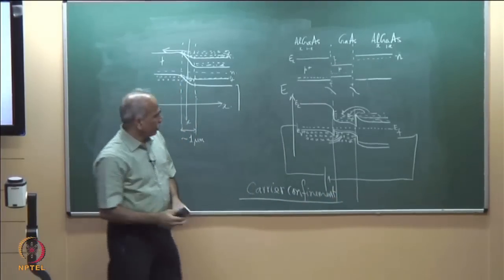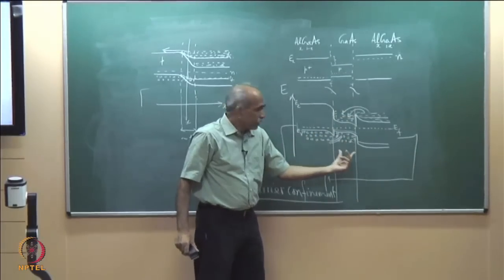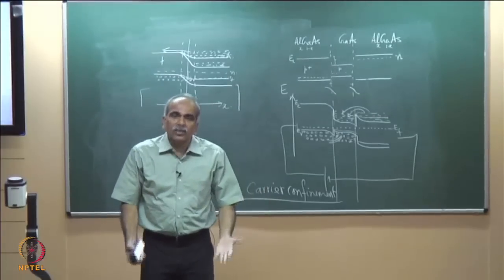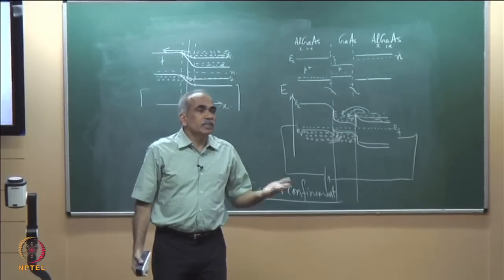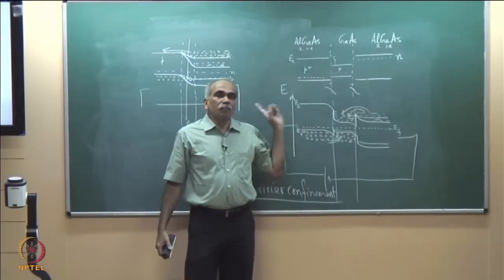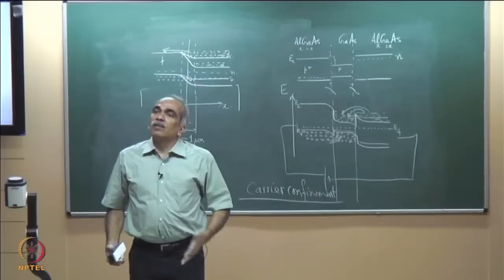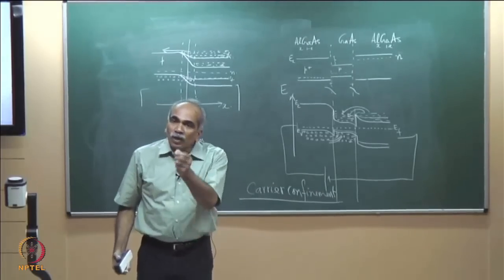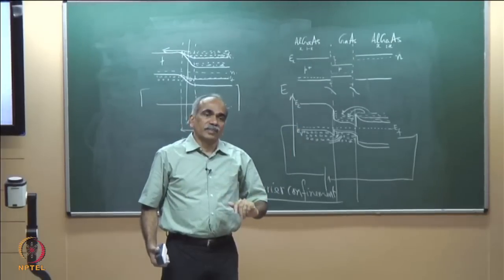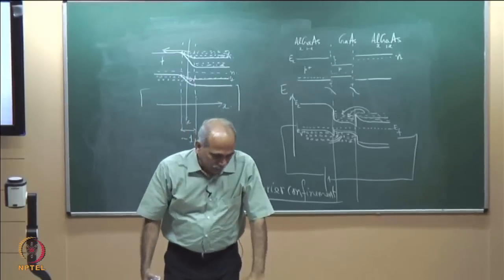So, what is the point? For the same current, you have a very large number of carriers in a small volume, which means the carrier density is very high. As we will see later, the gain of the medium is dependent on carrier density. So, if you can have a large carrier density for a small current, you can get very high gain for a small current. This is the importance of double heterostructures.